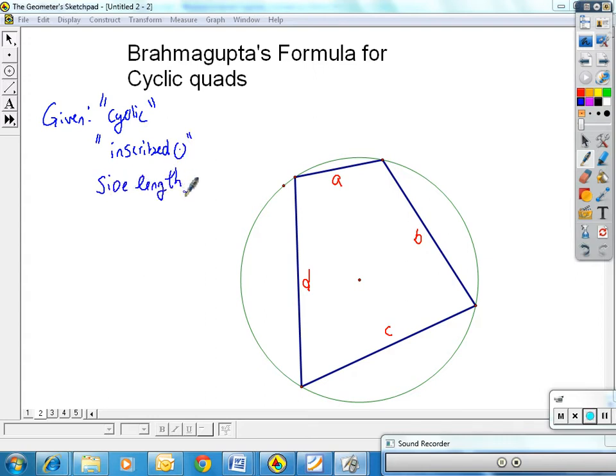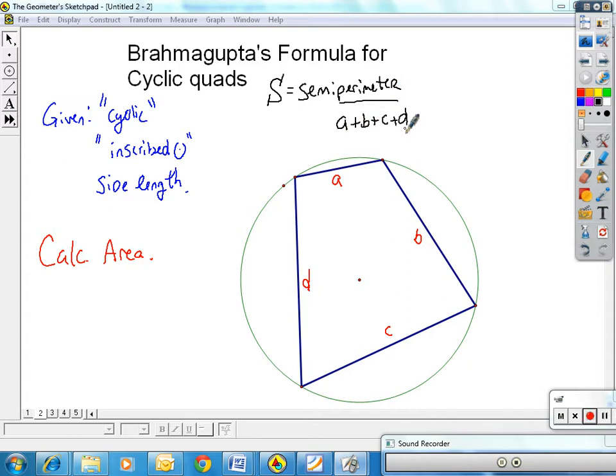So that's the necessary information in order for me to calculate the area. Alright, before we can find the area, we're going to calculate what we call the semi-perimeter, S. S is going to be the semi-perimeter. Well, you know what perimeter is. Perimeter is A plus B plus C plus D in this case. I just add them all up. Semi means half, right? So I'm going to cut that in half, and this is my semi-perimeter.